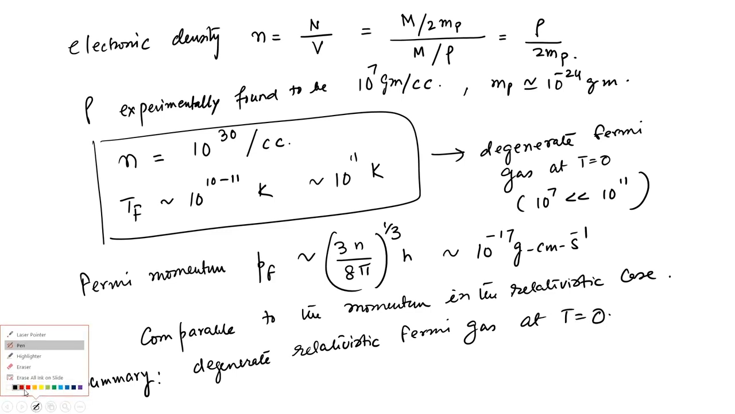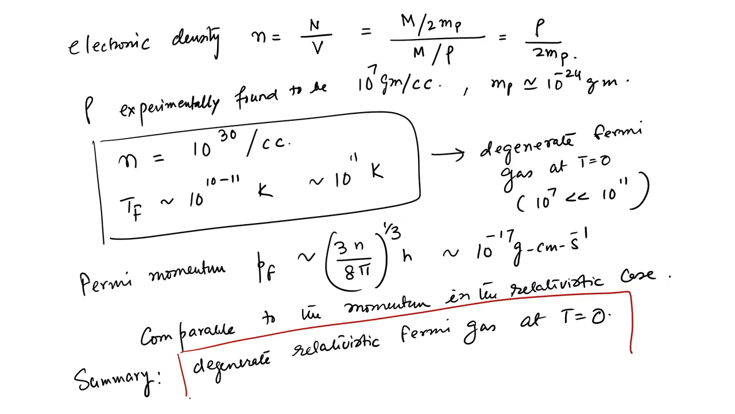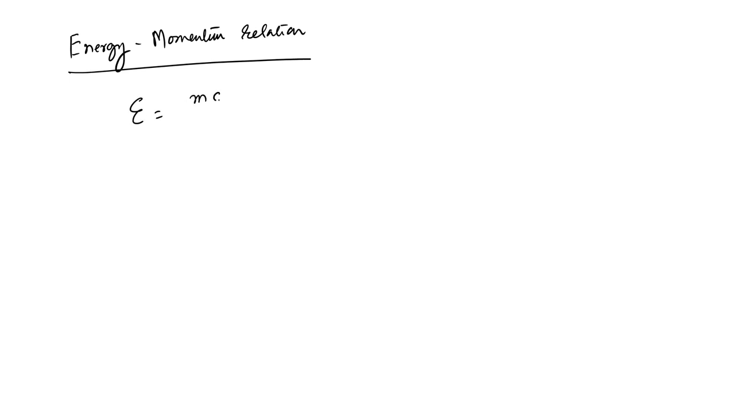Okay? So, this is the important information that we are looking for, and then what do we do with this? We will calculate the pressure. And we'll see whether that pressure is able to combat gravitational collapse, and that will give us a limiting value for the radius, or we'll know how the radius goes to zero for these white dwarf stars. So the energy momentum relation would be written as E equal to mc² times the square root of 1 plus (p/mc)² minus 1.